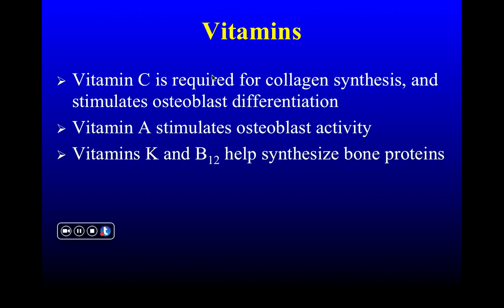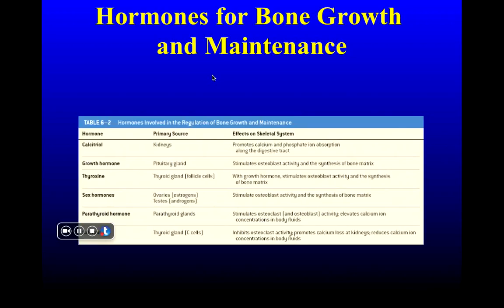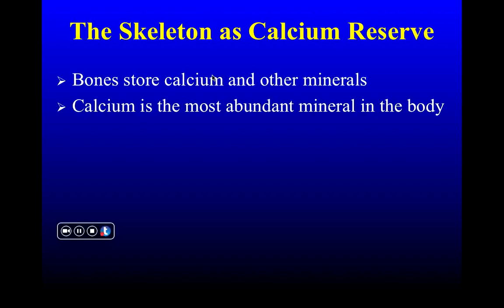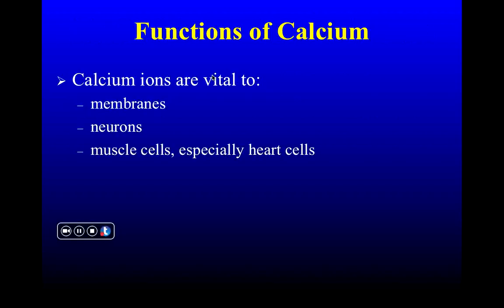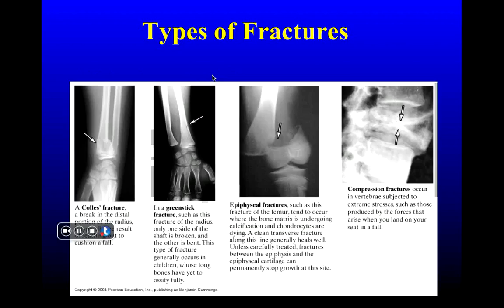So we know that there are other vitamins that are essential for bone formation. Vitamins C, A, K, and B12. There's a chart. You can look at the different hormones, what they do. We've discussed them. But I always like charts, right? Tables. All right, here. Types of fractures. I just like looking at these, right? Not so much anymore since I have one, but still, they're interesting.